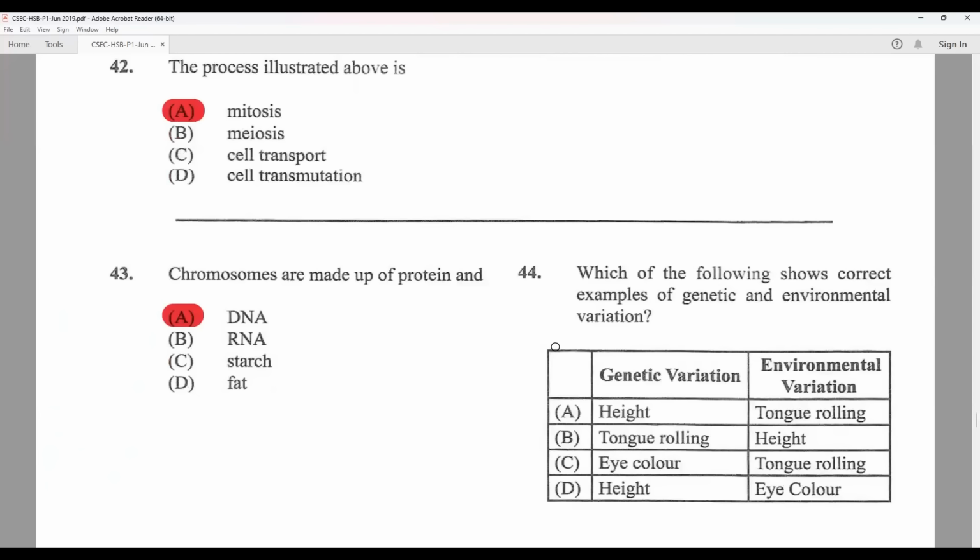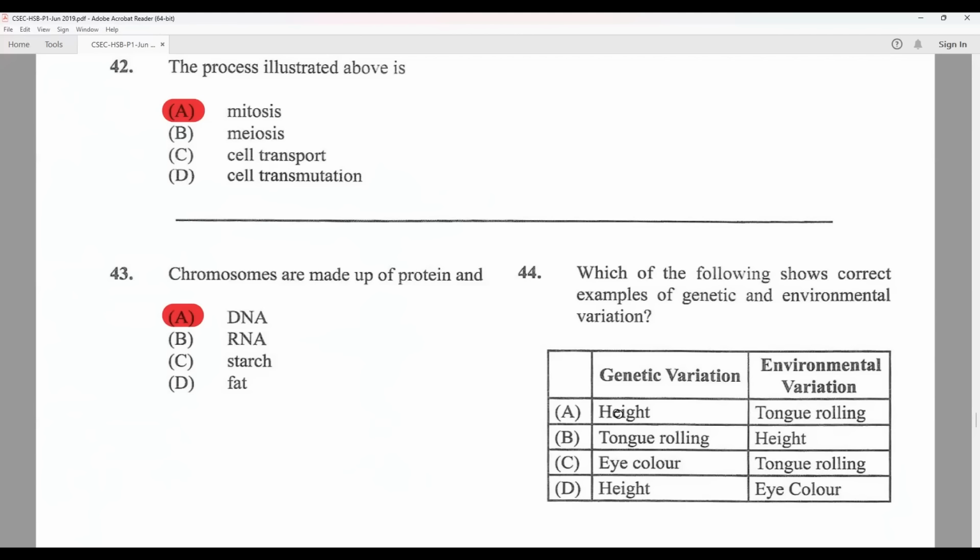Which of the following shows a correct example of genetic and environmental variation? We start with height, tongue rolling. No, tongue rolling isn't environmental. Either you have it or you don't. You could either tongue roll or you cannot. No matter how much the environment plays a part, you will not develop the ability to tongue roll.